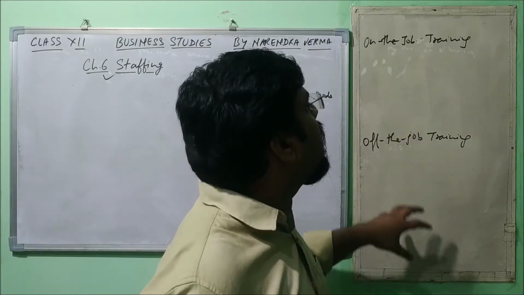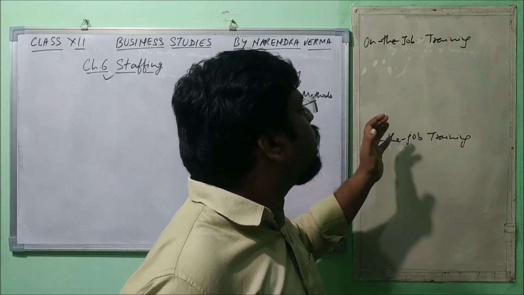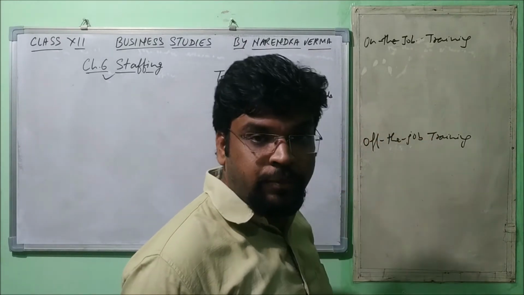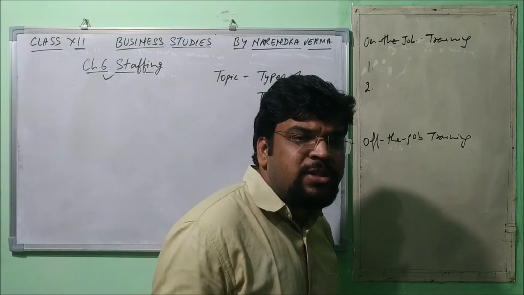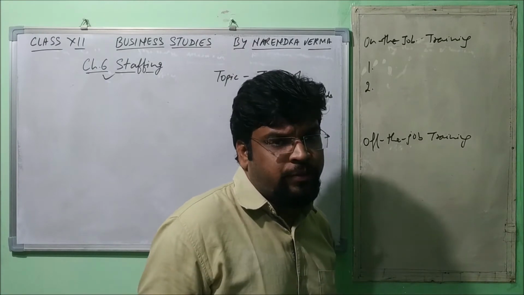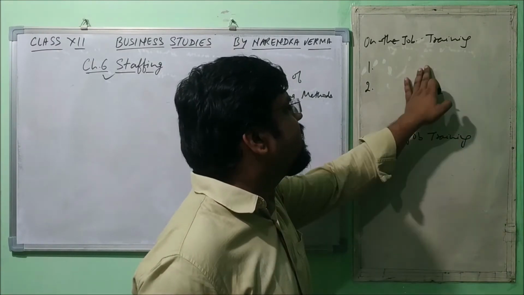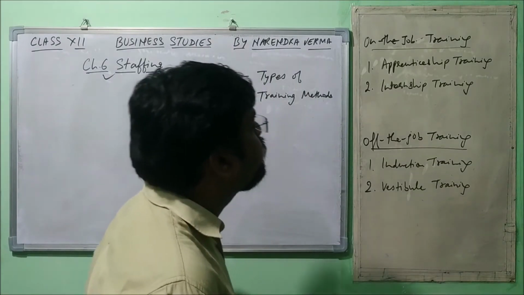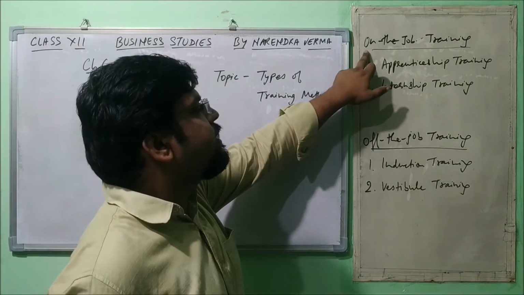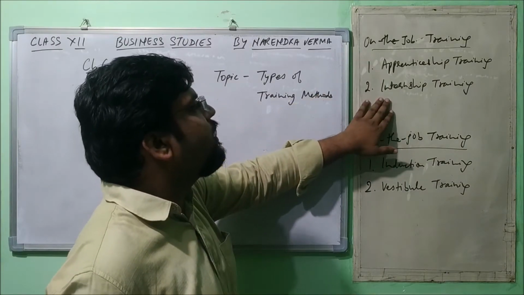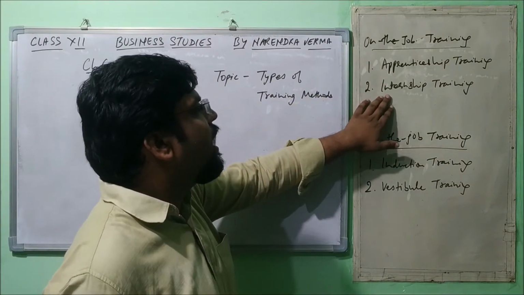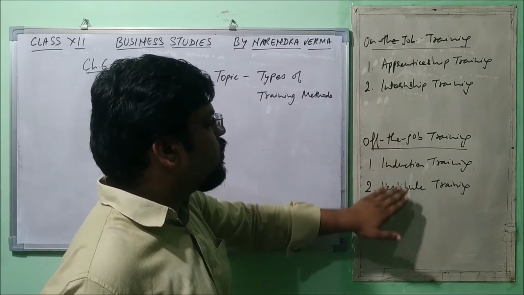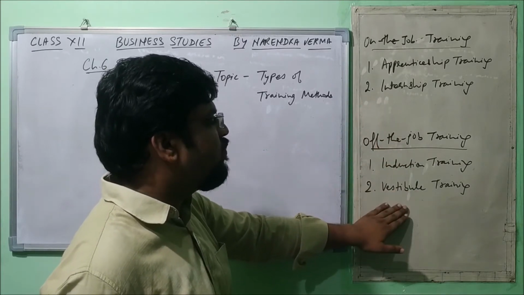Okay, and according to this, we are going to put the various types of training. So in your syllabus there are only 4 types of training. Okay, 2 under this category and 2 under this category. Under on the job training, we are going to learn apprenticeship training and internship training. And under off the job training, we are going to learn induction training and vestibule training.